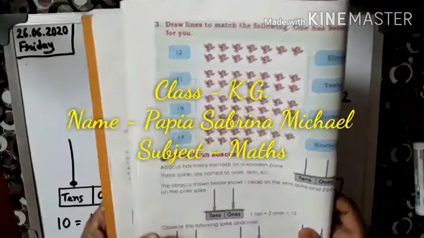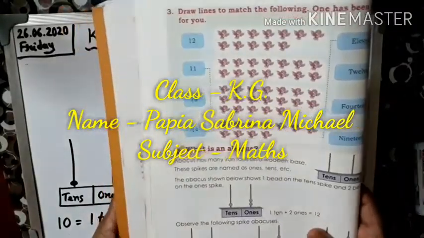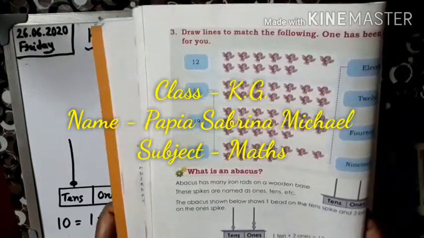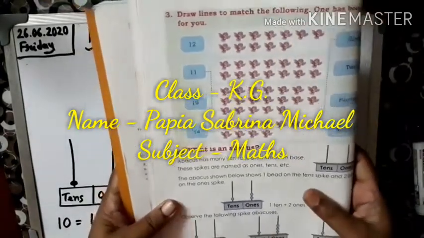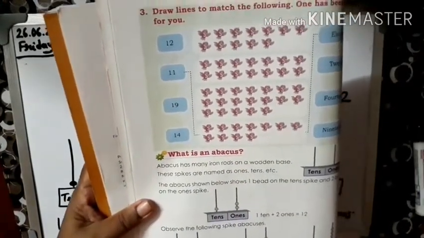Now we will study playing with numbers. Okay? Then take out the page number 30. What is an abacus? Okay. Abacus has many iron rods on a wooden base.